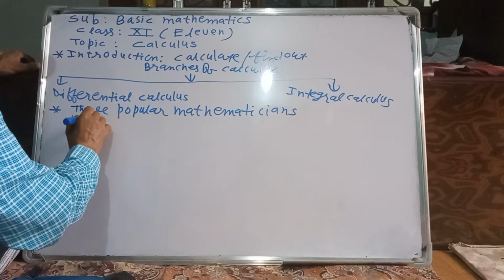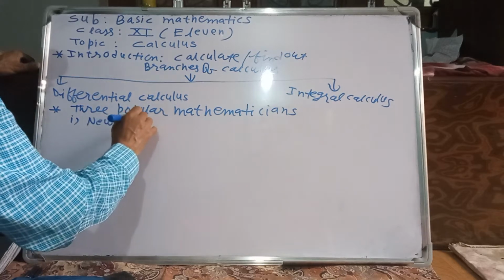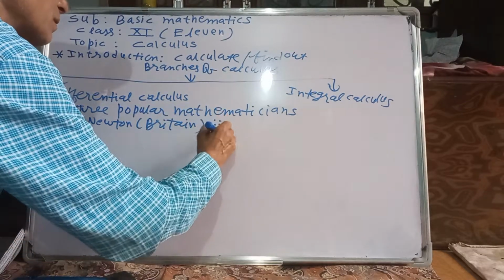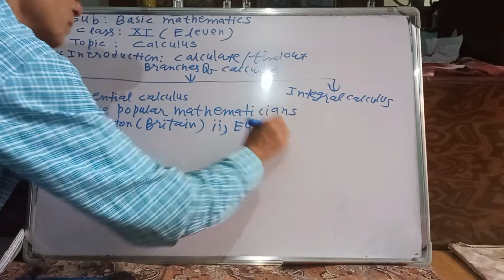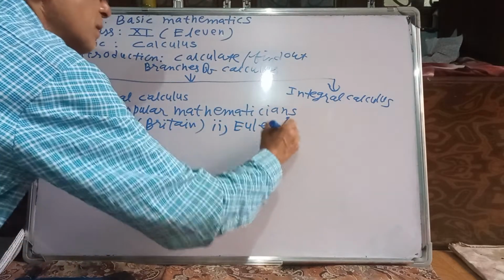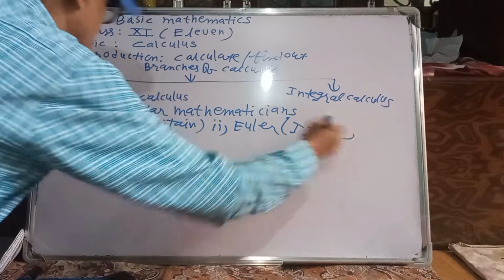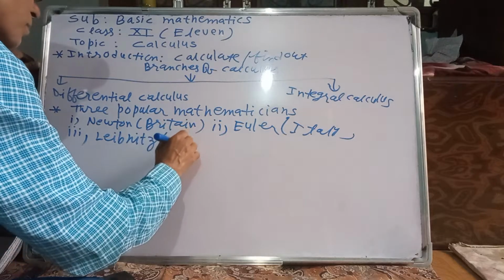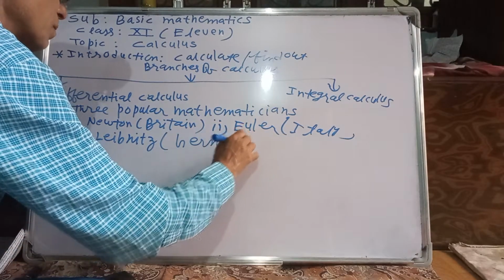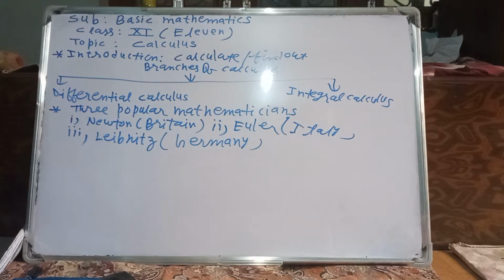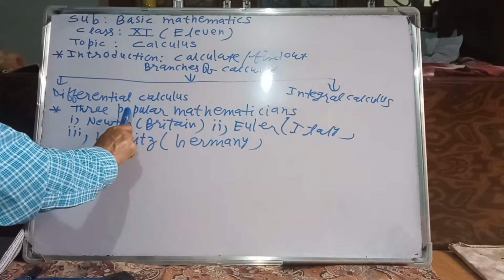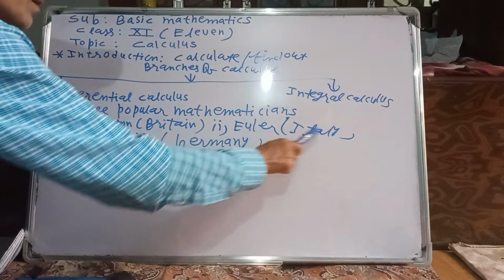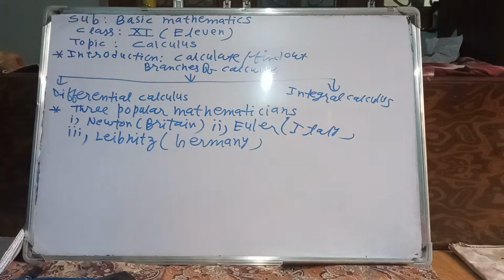Number 1, Sir Isaac Newton in Britain or UK. Another is Italian scientist Euler, Italy, and another, Leibniz, German scientist, Germany. We have to remember three world famous mathematicians: Newton, Britain; Euler, Italy; and Leibniz, Germany.